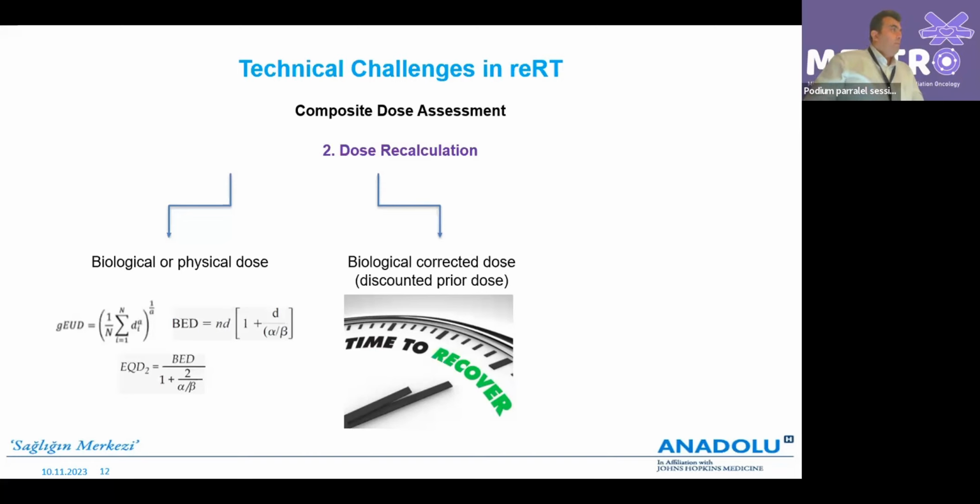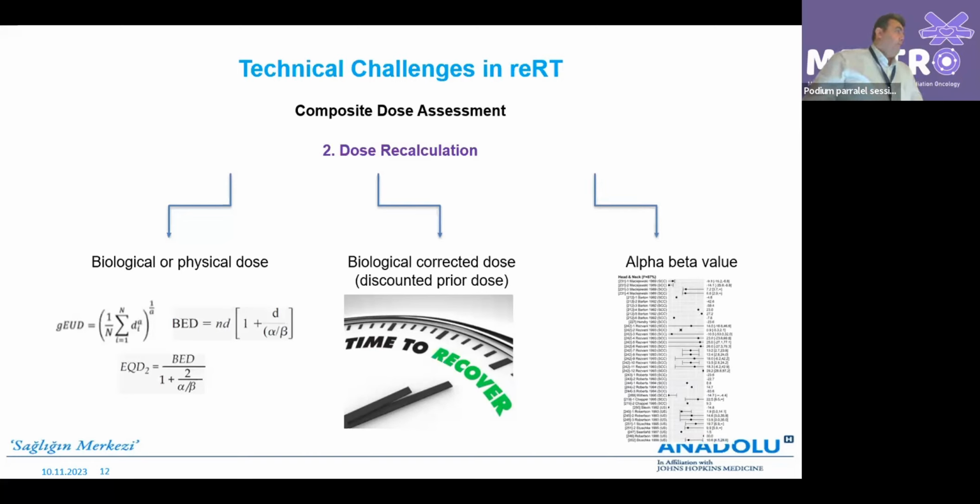Using a time scale. And another problem is the alpha beta value. This is one of the important things. If you look at the literature, this is only for spinal cord, there are lots of studies about alpha beta value and different values. So which value will we use for the organs? This is another problem for those doing dose composition.